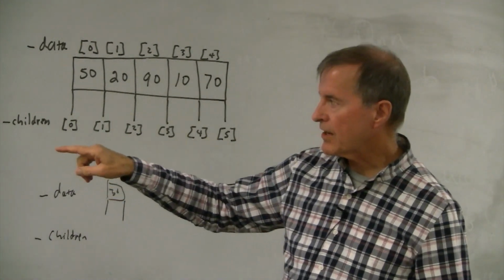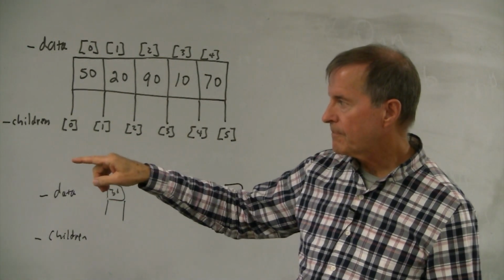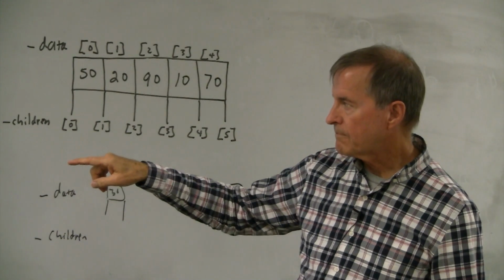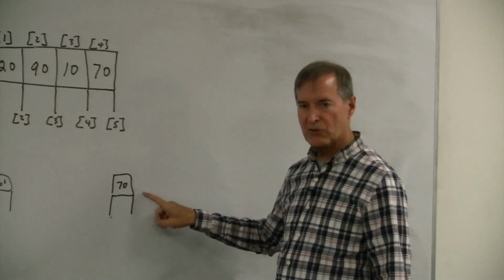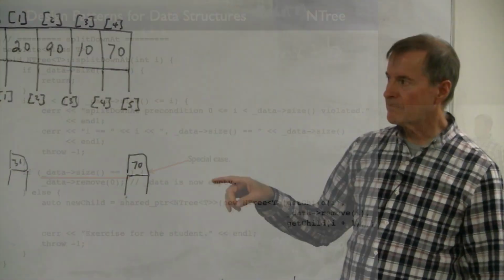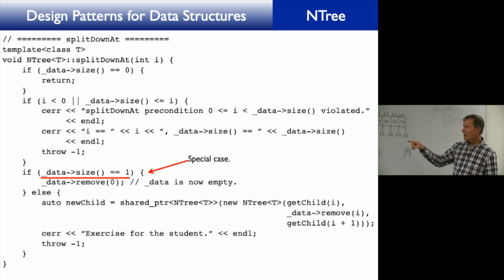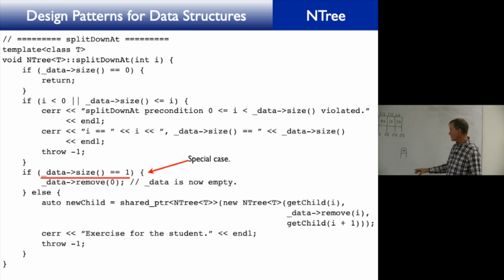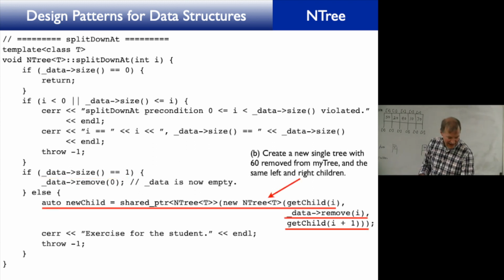So if underscore data arrow size equals 1, this goes away if we do a split down at 1. We do underscore data arrow remove 0, so data is now empty, and then we delete children arrow remove 0, and delete children arrow remove 0 again. So the first one deletes this one, and this one shifts over, and then it deletes this one, and that one's gone. And now, you guys, here's your job.